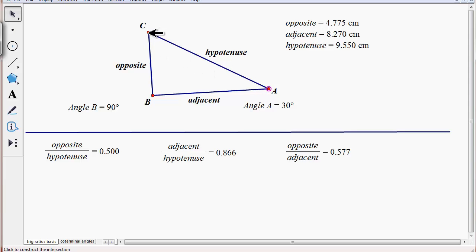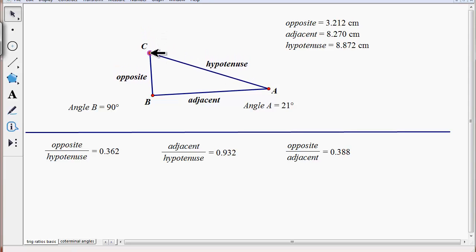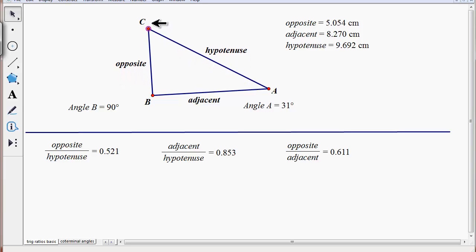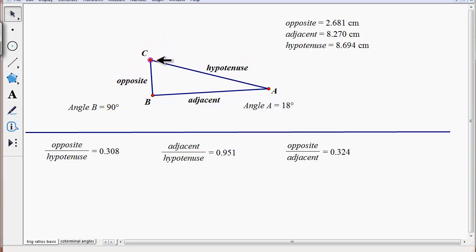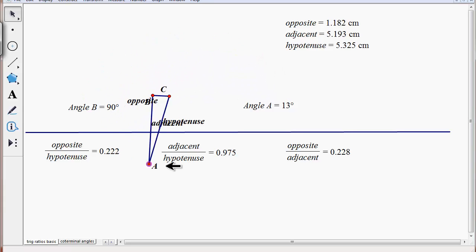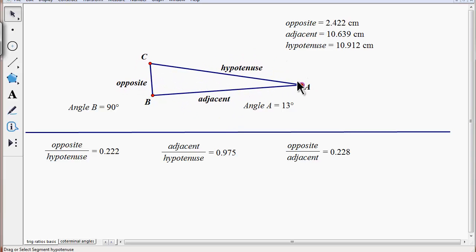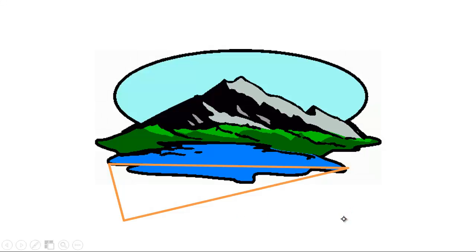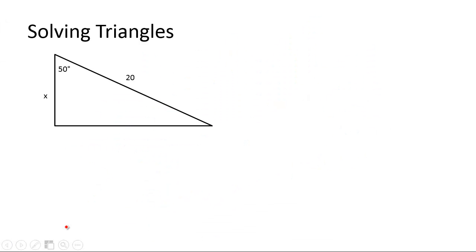Now let's see what happens if we change the angle. Notice if I change the angle of reference, the proportions change. However, once the angle stays the same, all the proportions remain the same also. So this can be useful in problems such as finding the length of a lake. But how, you say? Well, let's take a look.